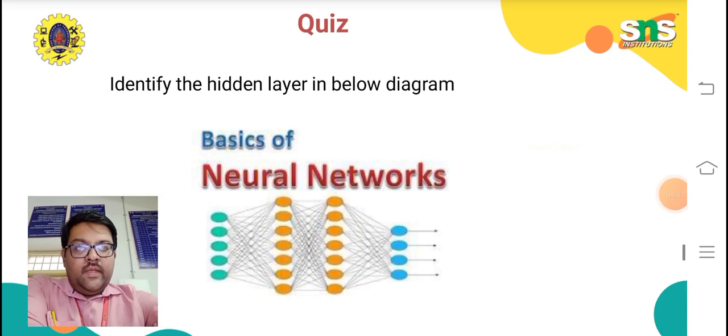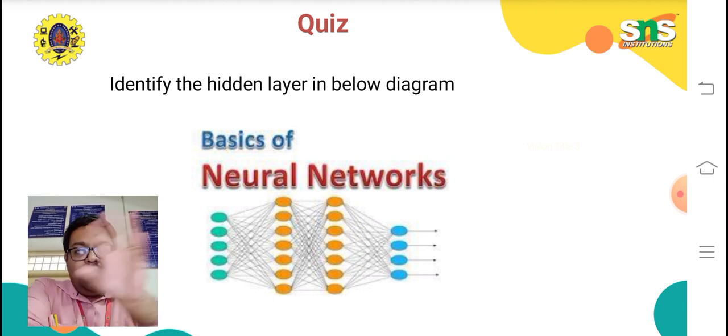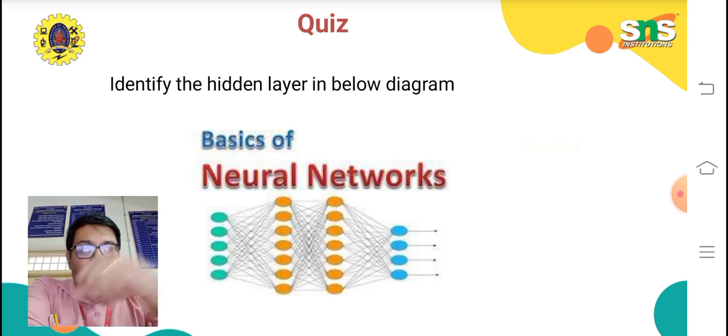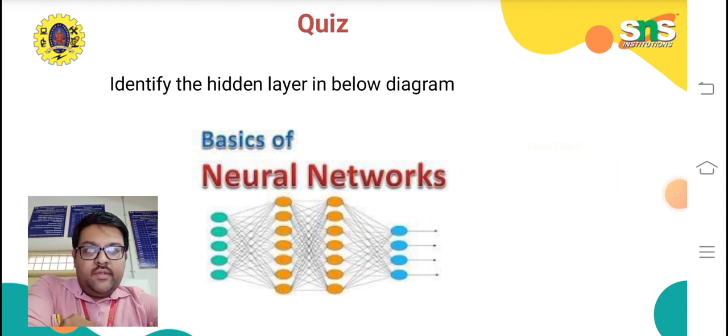And the second question: identify the hidden layer in the below diagram. The below diagram shows a complete neural network. This diagram we have already seen in the previous slide. So identify which color layer in the diagram represents the hidden layer. So the orange color layer represents the hidden layer. The green color layer represents the input layer, whereas the blue color layer represents the output layer.